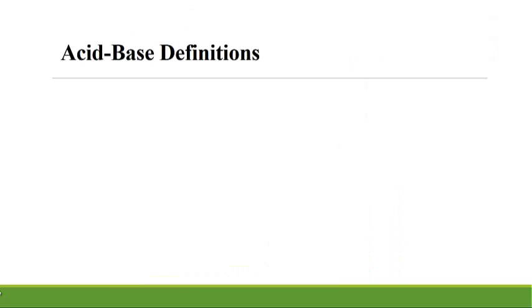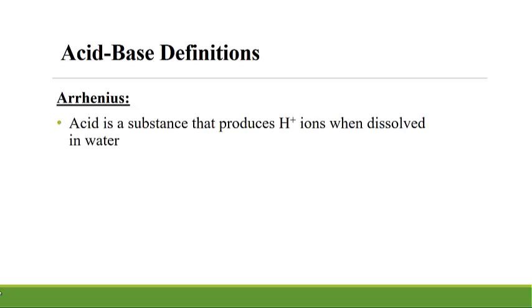So let's go back to defining them. Early on we defined an acid as a substance that produces hydrogen ions, and a base is something that has hydroxide ions. This is what we call the Arrhenius definitions. Okay, so Arrhenius defined an acid as a substance that produces hydrogen ions when dissolved in water. A base then is a substance that produces hydroxide. Arrhenius was an early scientist studying these.